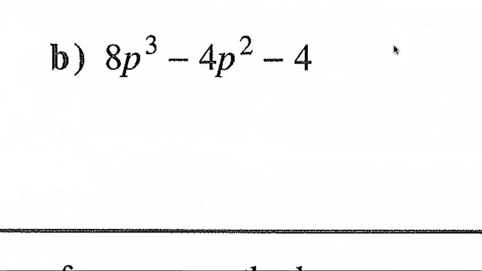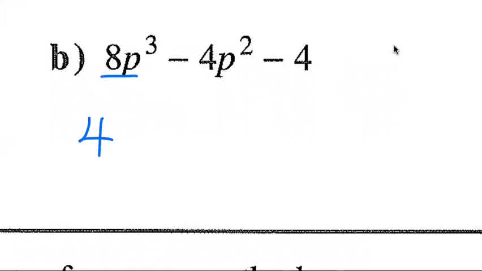So here we're going to look at this one. We've got 8p cubed minus 4p squared minus 4. There isn't a p in this last term. Okay, there's no p here, so my greatest common factor is not going to contain a variable. But each of these numbers you can see are going to divide by 4. 8 is going to divide by 4, 4 divides by 4, and that 4 divides by 4. So 4 is my greatest common factor.